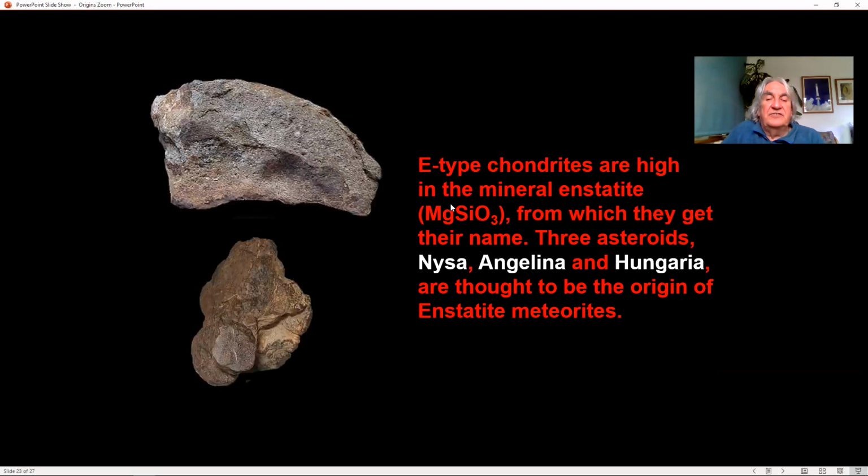So the E-type, the enstatites, they contain high amounts of this mineral, magnesium silicate, and three asteroids have the right relative reflectance spectrum to suggest that they might be the origin of the enstatites, these being Angelina and Hungaria.